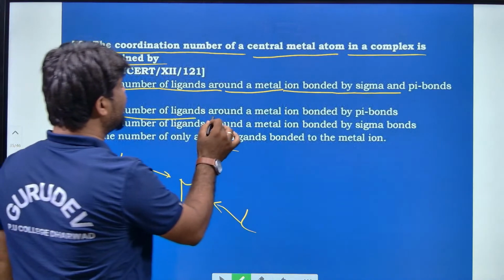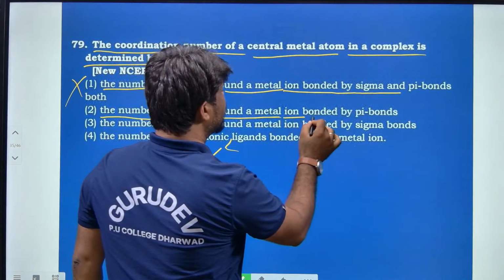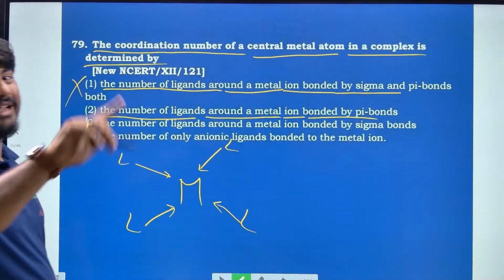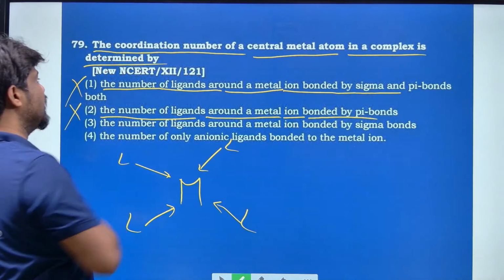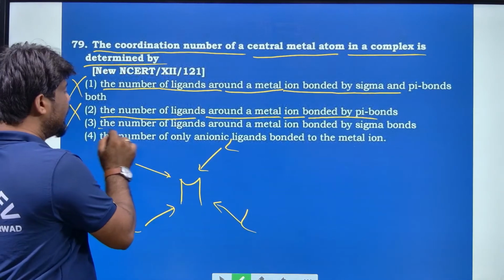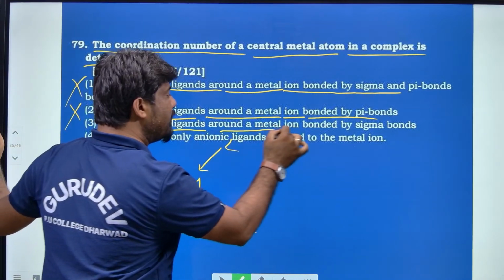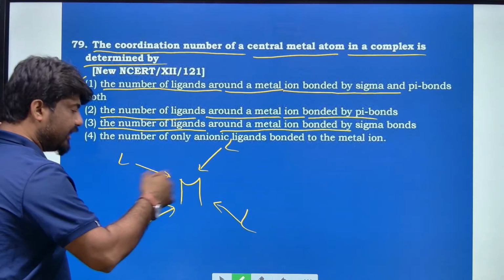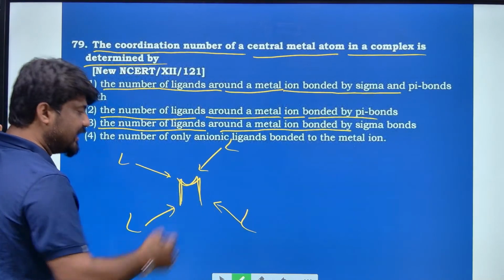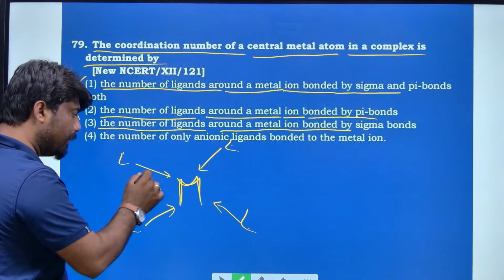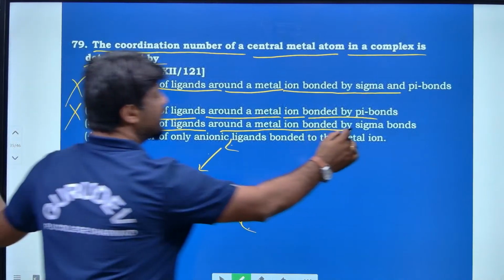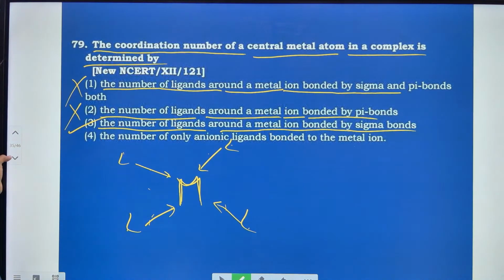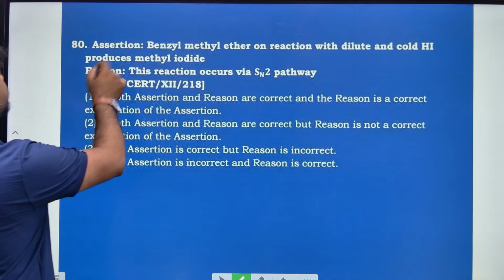The number of ligands around a metal ion bonded by a pi bond. No, there is no pi bond between the ligand and metal. Even the second statement is also wrong. The number of ligands surrounded a metal ion bonded by a sigma bond. It's right. Already I explained here that the metal is present at the center, which is surrounded by the ligands by the coordination bond. Now here they given sigma bond. Yes, option 3 is the right answer for the question here. Well, go to the next one.